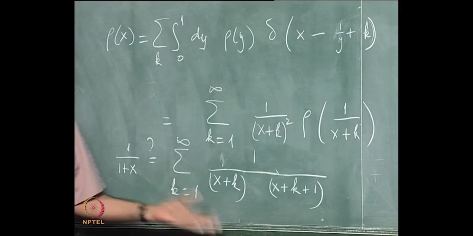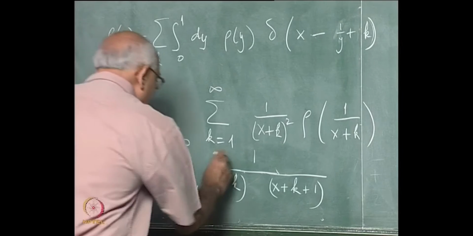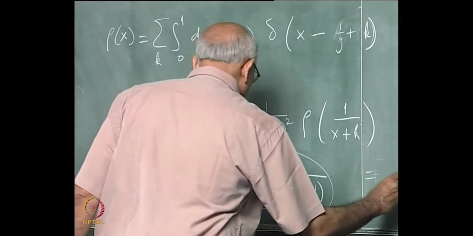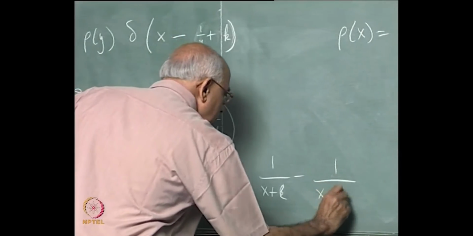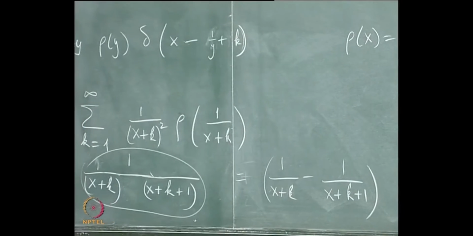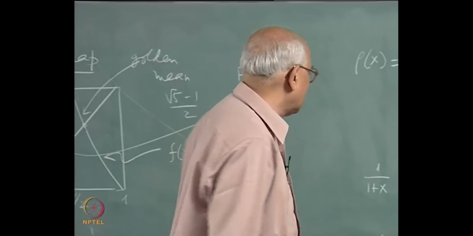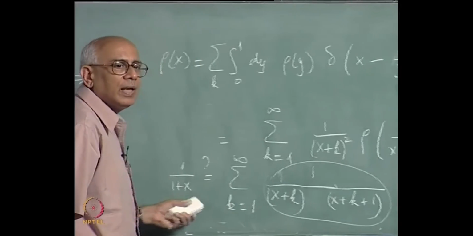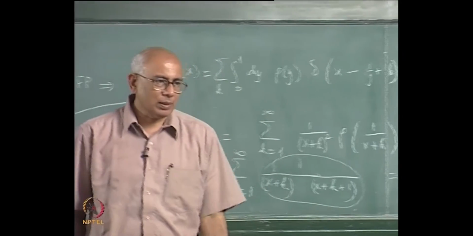This is the sum. What do you do next? Do partial fractions. So this guy here is indeed equal to 1 over x plus k minus 1 over x plus k plus 1, and of course the whole thing telescopes and only the first term would contribute. Only the k equal to 1 term survives, and you get indeed 1 over x plus 1.